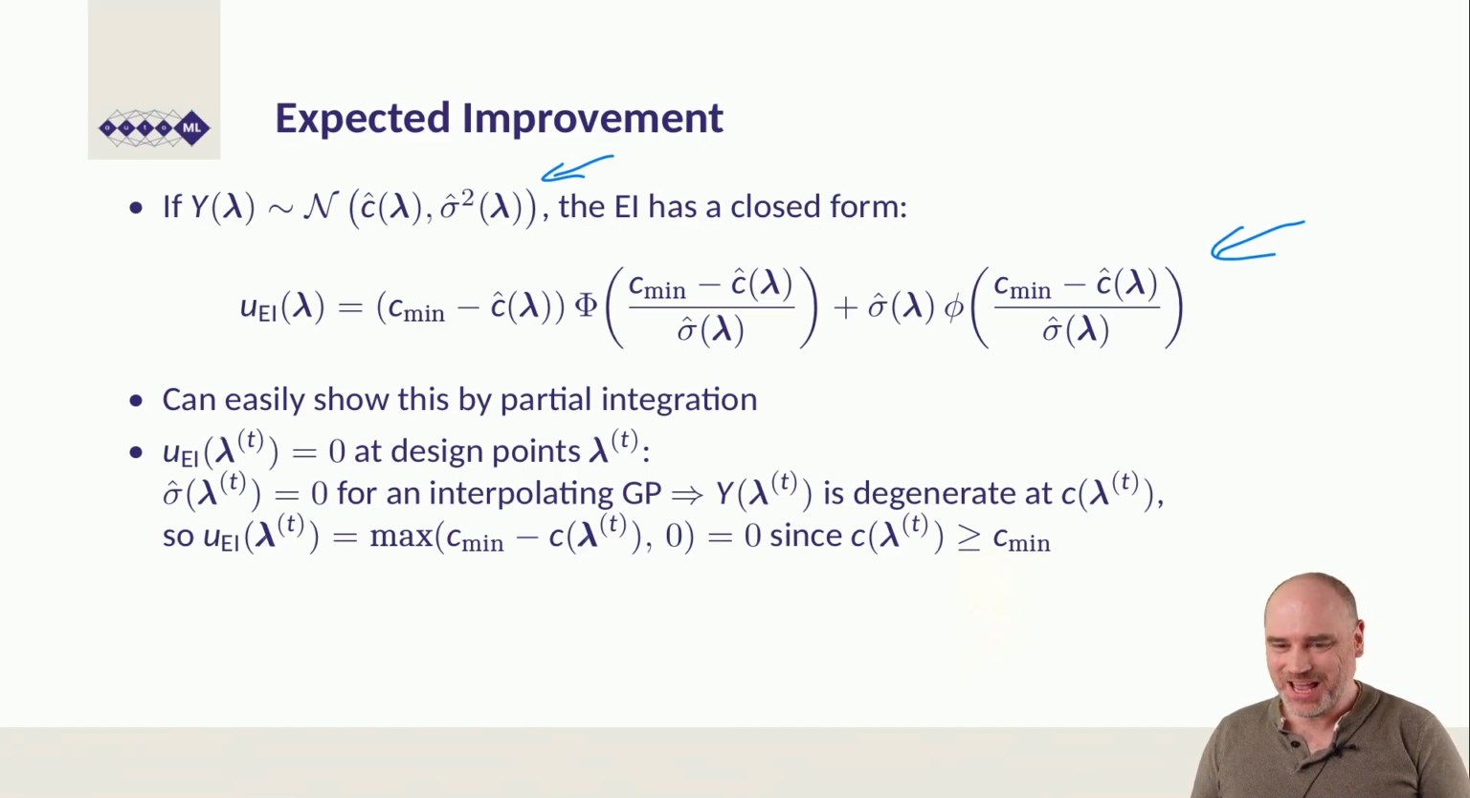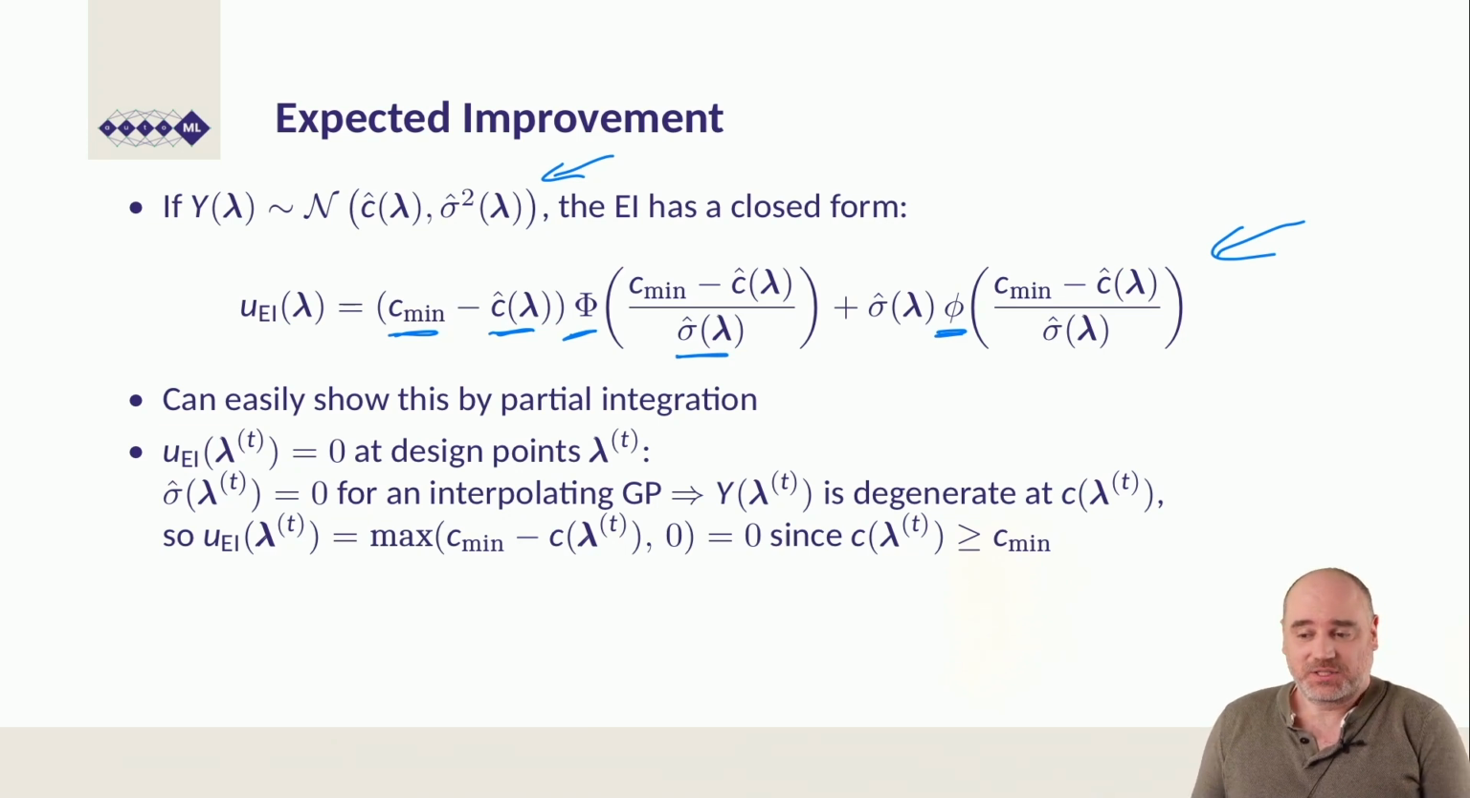I'm not going to read it out. I guess you can see this for yourself. Let's check that we understand all of the elements there. That's the Cmin, we have discussed that. That's the posterior mean. That's the posterior standard deviation. And these are simply the density and the CDF of a standard normal.